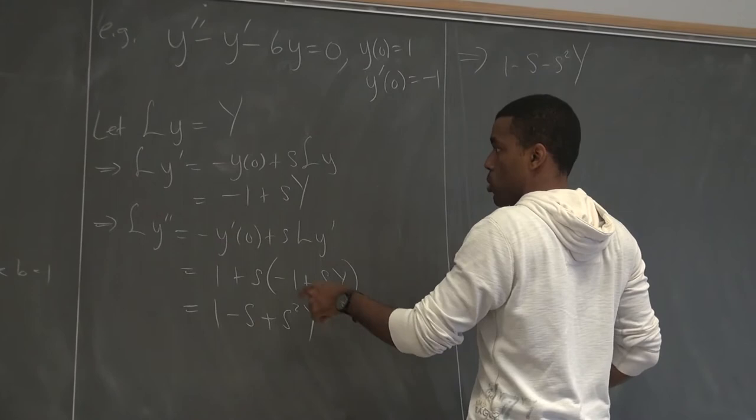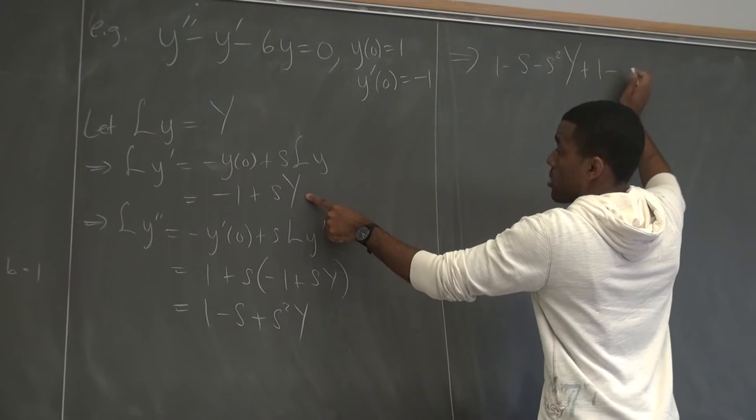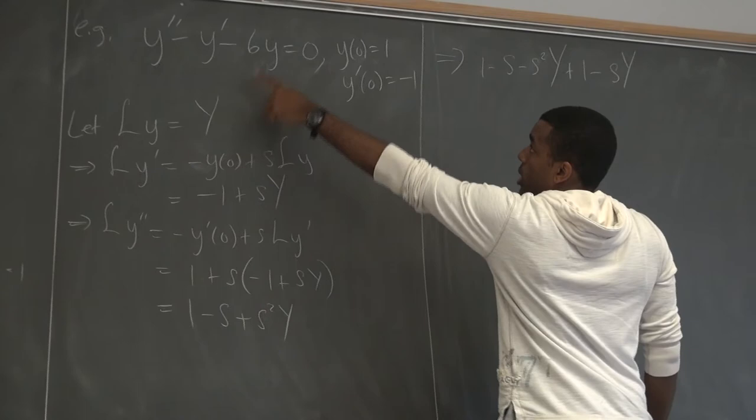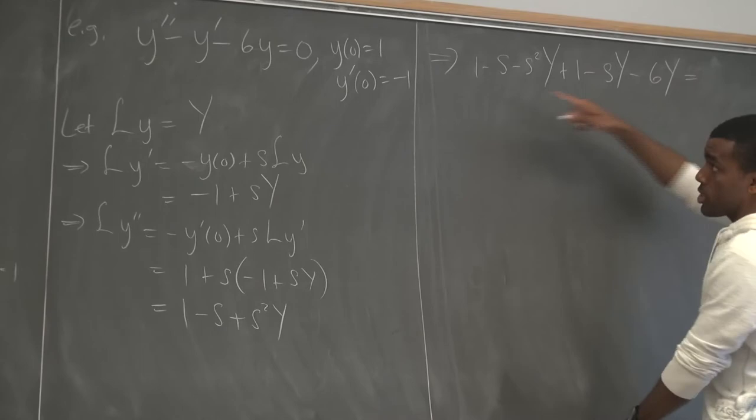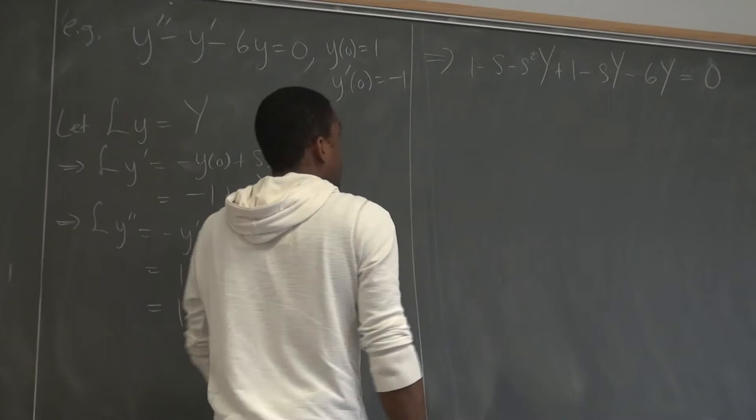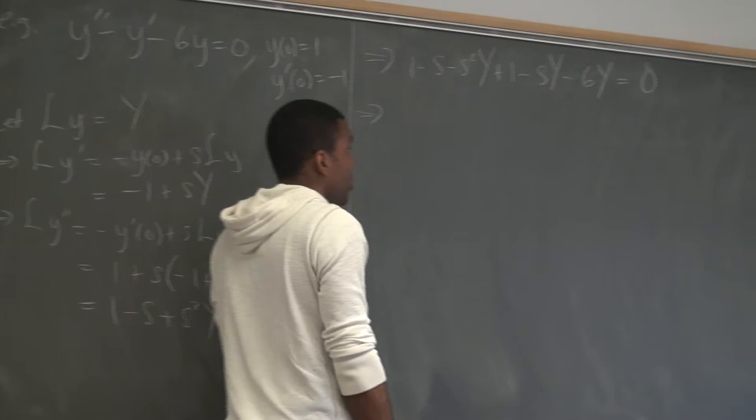Replace y prime with this guy. So I get a minus y prime, which I'm going to take negative, and replace y with just big Y. So this guy is just minus 6Y, equal to the Laplace transform of 0, which is just 0. Okay, how do we solve this one? Solve for Y. It's just an algebraic equation, no need to be scared.